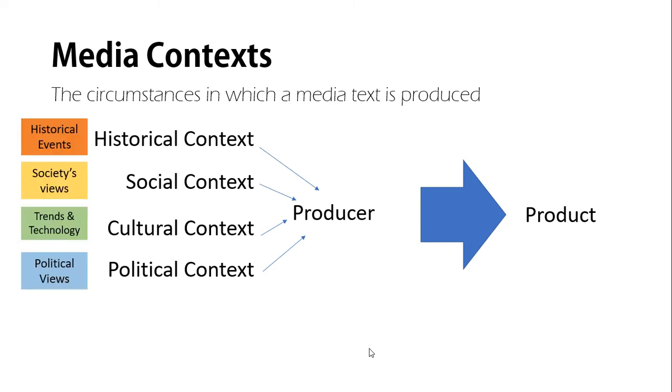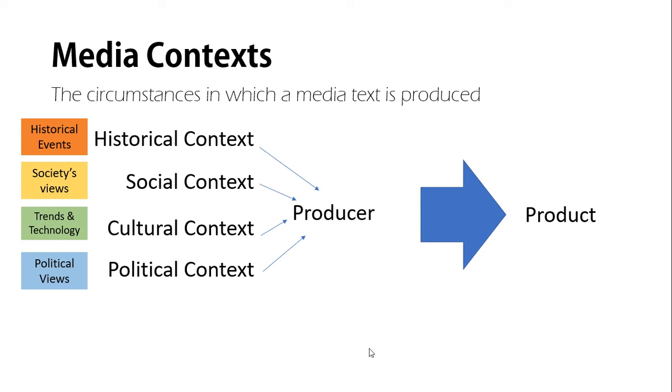Well, historical context is like historical events. Social context is what society thinks at the time. So society's views on things like gender or celebrity. Okay, whatever people think about those things, that's the social context.